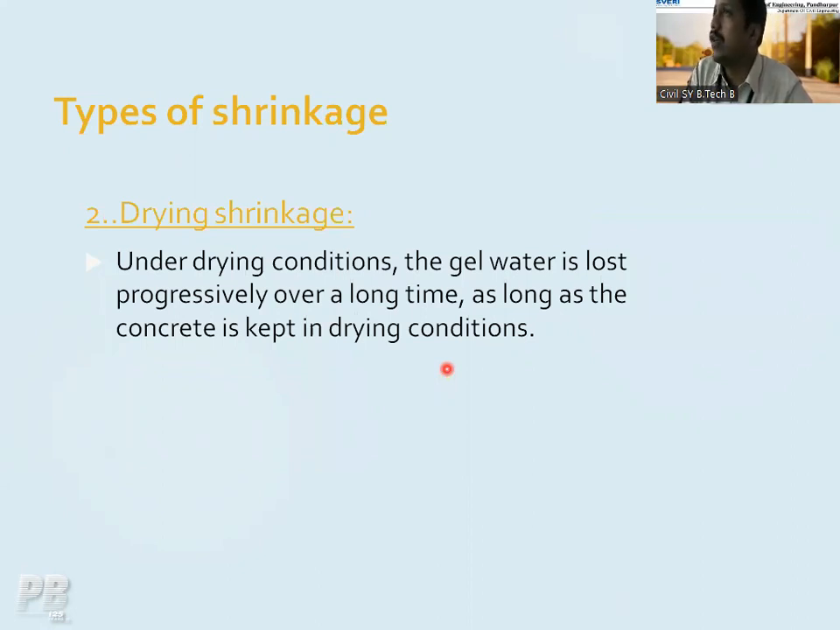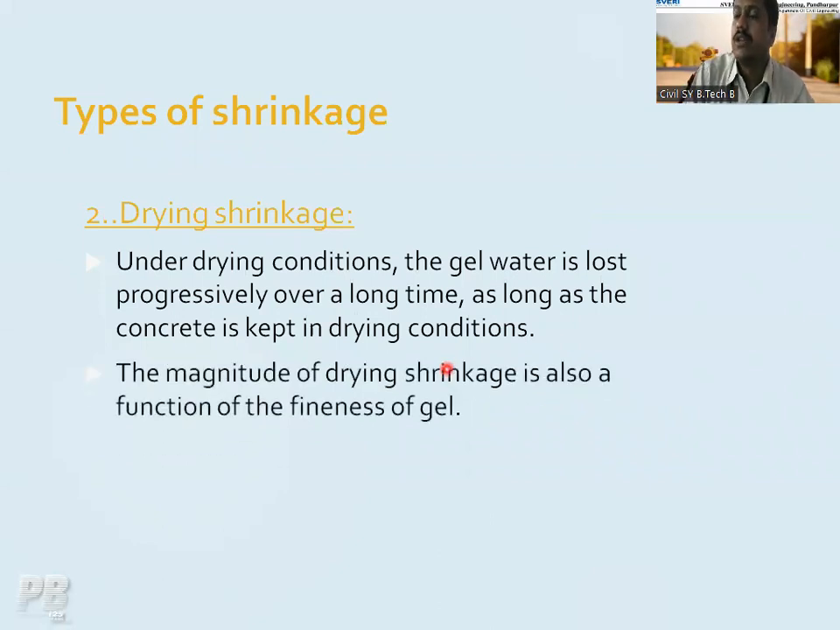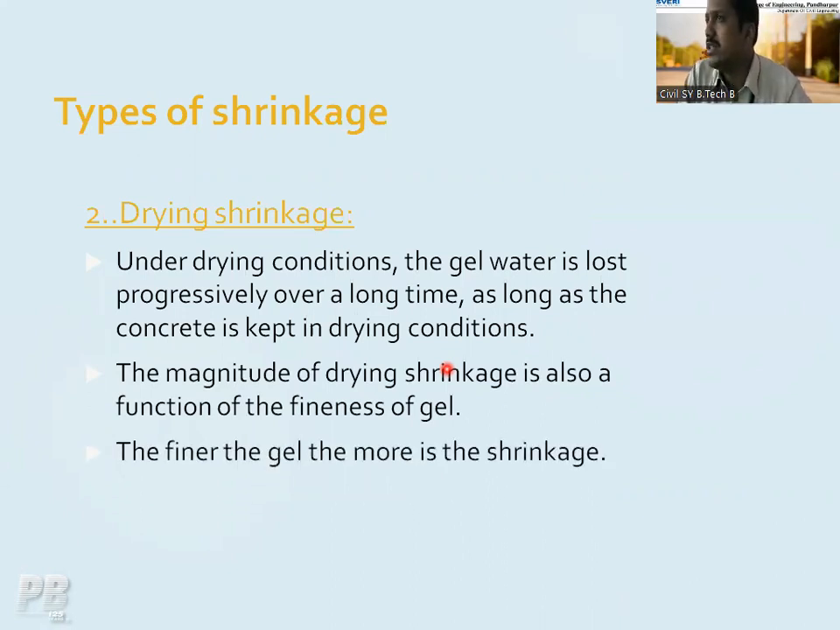Unless there is rainfall once in a year, they are in the drying condition, or maybe in winter they will absorb some moisture. But apart from that, they are in drying condition. So if your concrete structure is in the drying condition for a longer duration, the water from the gel pores starts evaporating, and it may lead to the drying shrinkage. Okay, so the magnitude of drying shrinkage is also a function of fineness of gel. Very important. Finer the gel, more will be the shrinkage.